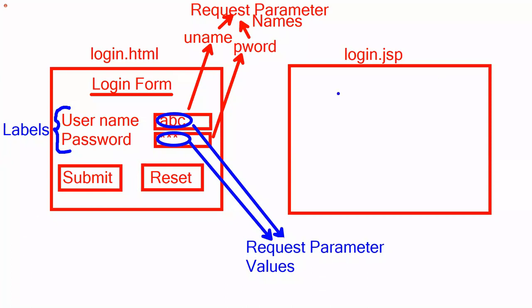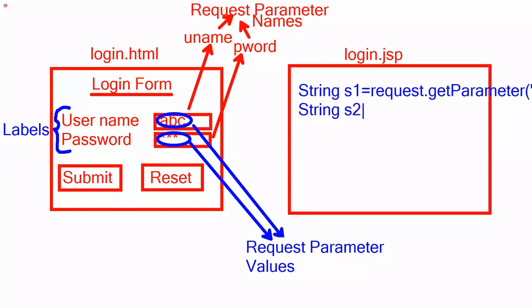Okay. If you want to retrieve here, how will you write? String s1 equal to request dot getParameter uname. Like that you will write. Next, String s2 equal to request dot getParameter pword. Here, which element will you write? Scriptlet or declaration or expression? Scriptlet.